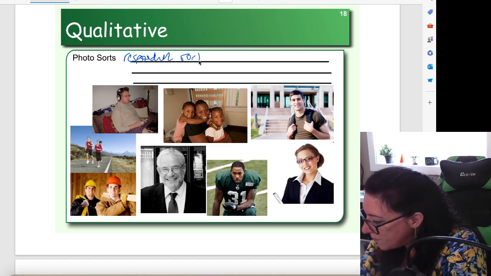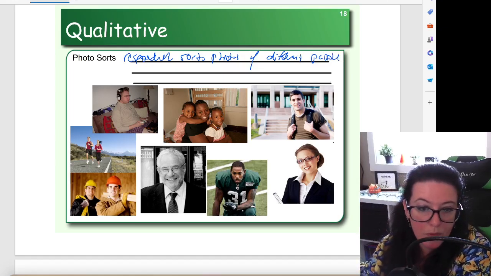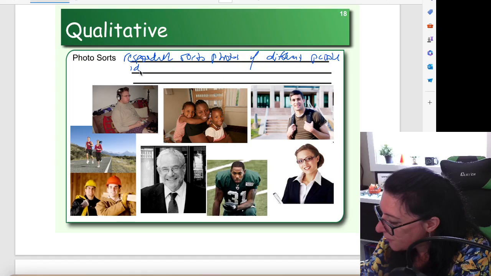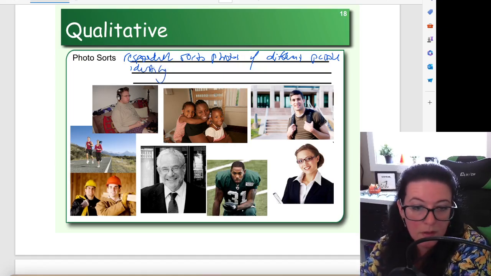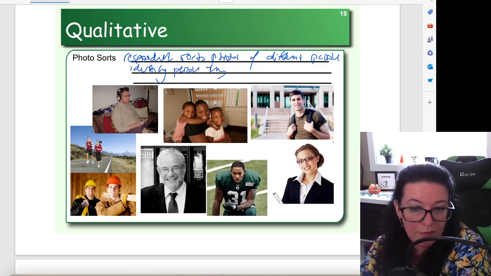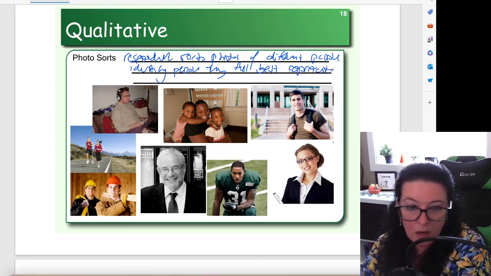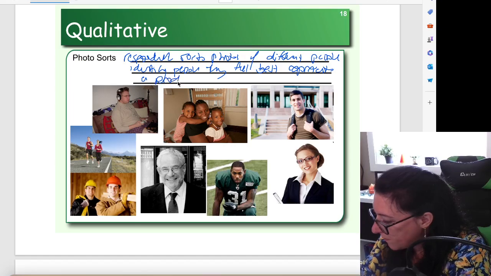sorts photos of different people and then identifies people they feel best represents a product, an activity, a feeling.